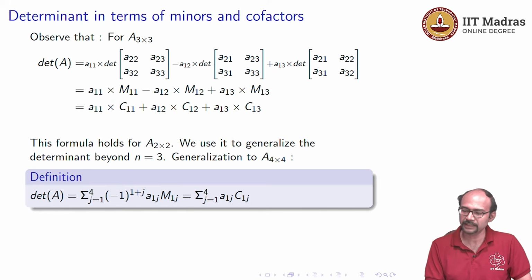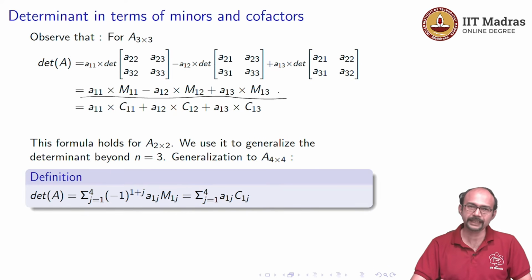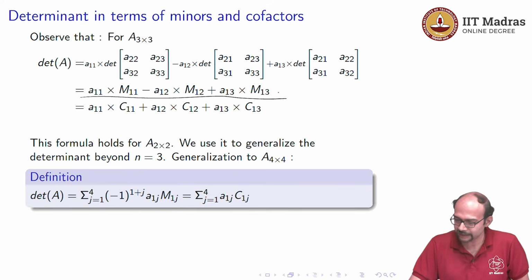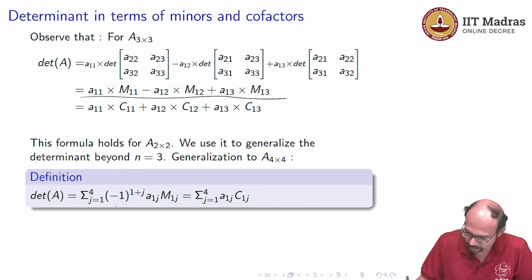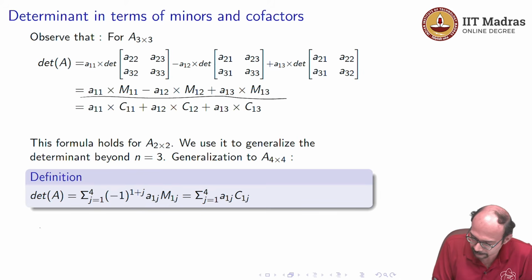This is exactly the expression that we have up here, except that this is for 3 by 3. I am writing the same expression for 4 by 4. And if you do not want to bother about the signs, then you can write it just as a sum of a 1j times the corresponding cofactor for the 1jth term. Okay. So, let us maybe write this expression down explicitly.